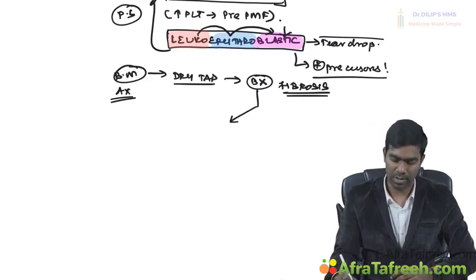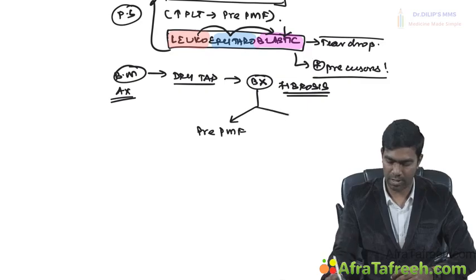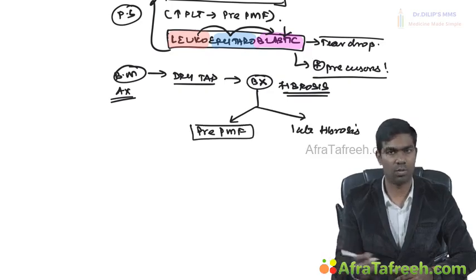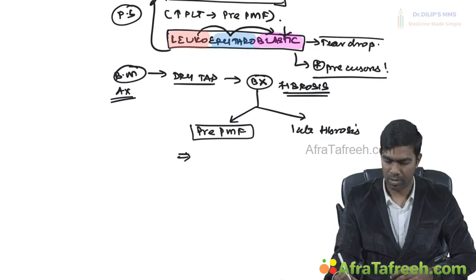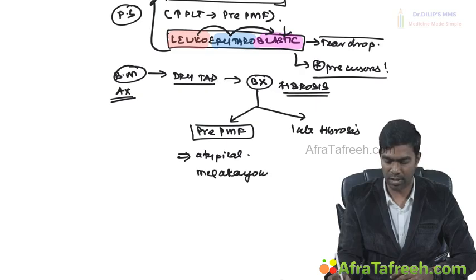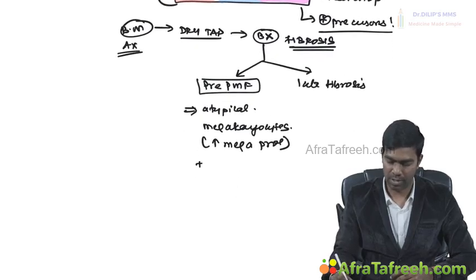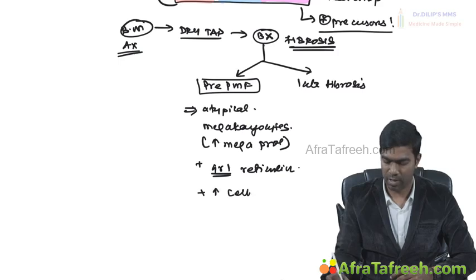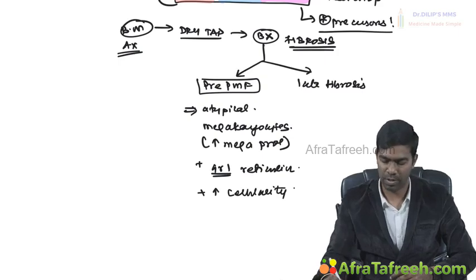But in this itself, you can split it into two. One is called the pre-PMF stage, and the second one is called the late fibrosis stage. What do you see in the pre-PMF stage? In the pre-PMF stage, you won't see much. You will see only atypical megakaryocytes with increased megakaryocytic proliferation. This is the first lineage to be affected. Fine. Plus, you will see reticulin deposition, but it will be only grade 1. You will see only grade 1 reticulin fibrosis. Plus, you will have increased marrow cellularity also. Overall, this is what we call the pre-PMF stage.